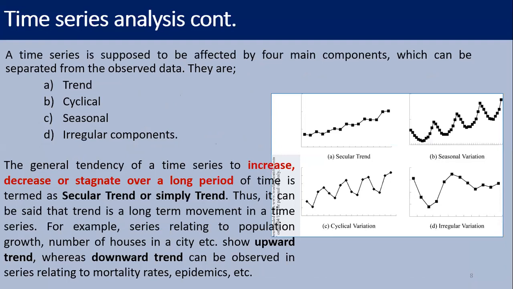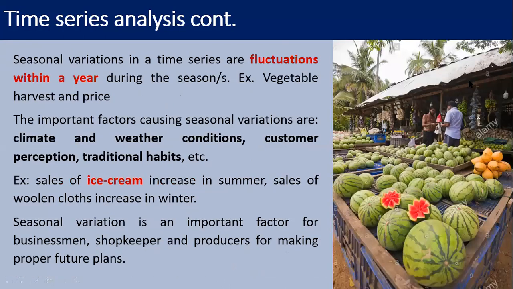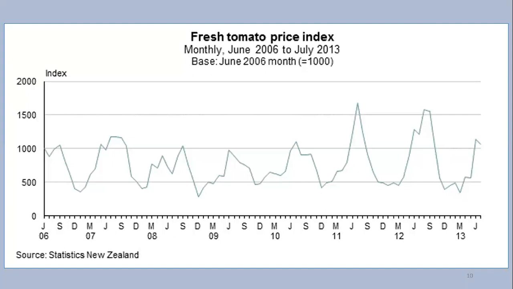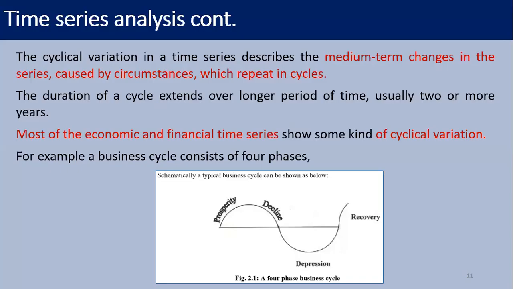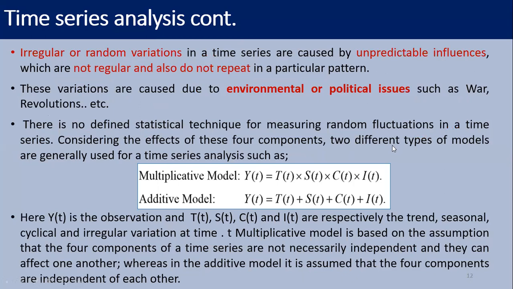Under time series there are several types: trend analysis, cyclical analysis, seasonal variations and irregular variations. You can see the example diagrams here, and we have discussed some examples of how to draw time series analysis. In some time series analysis you can see different phases: prosperity phase, decline phase, depression phase and recovery phase. Likewise we have discussed.